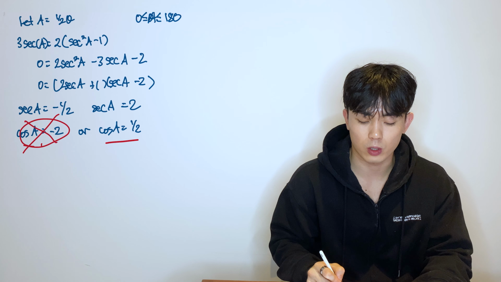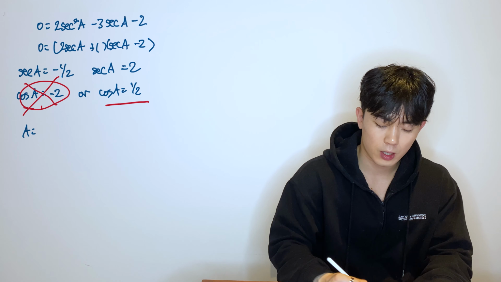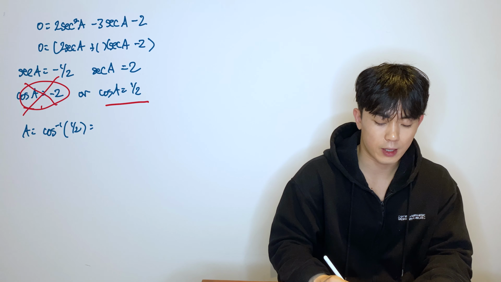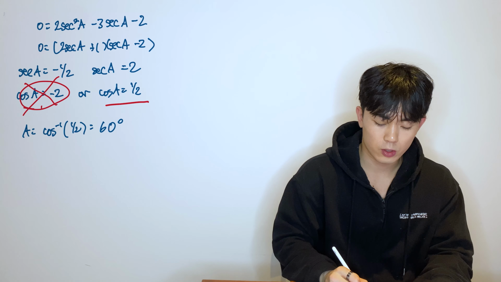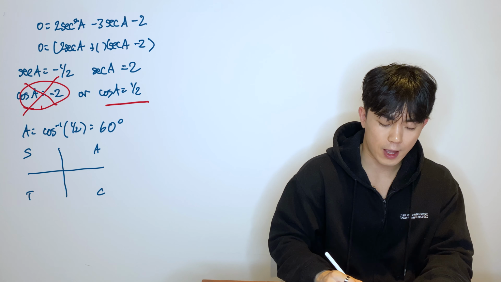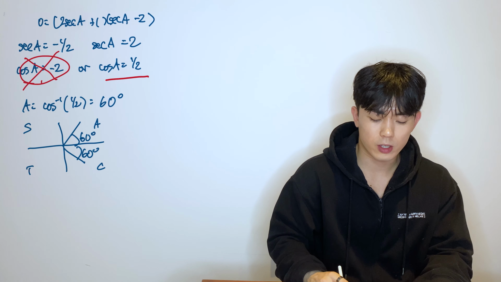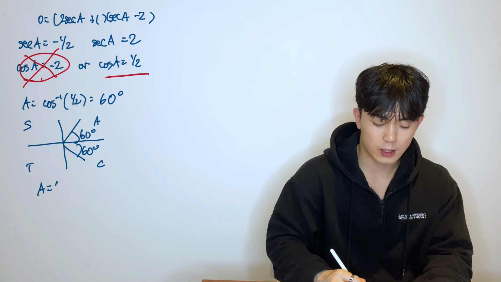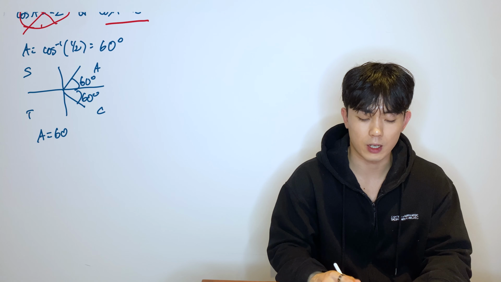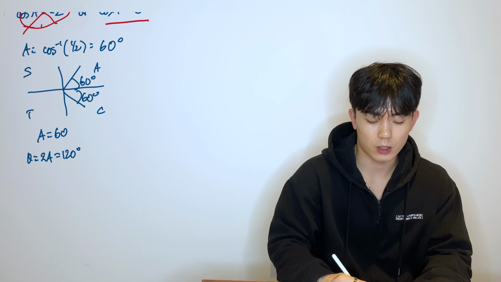So we're just going to be left with cos A is a half, which we can find A. So A is going to be inverse cos a half, which in terms of degrees will give us 60 degrees. Drawing my CAST diagram, CAST is going to lie in the A section and in the C section, 60, 60. And as you can see, A is going to be 60 degrees, but it's only between 0 and 180, right? So that's the only answer. And theta being 2A will be 120 degrees.